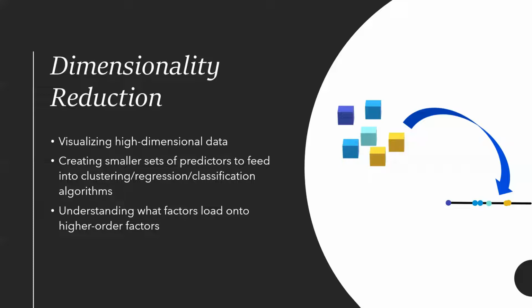In addition, we're able to understand which factors, which predictors load on to these new dimensions. That might be useful in understanding what predictors can actually be combined to feed into a larger model. For instance, we might see that there's some interaction terms that we might want to consider before we do a regression model.